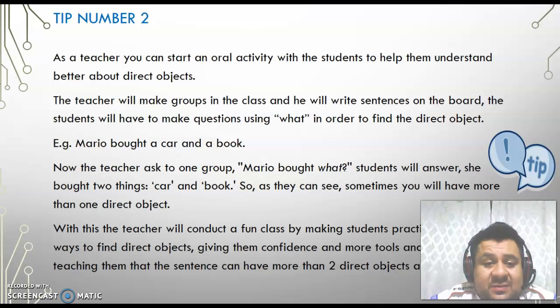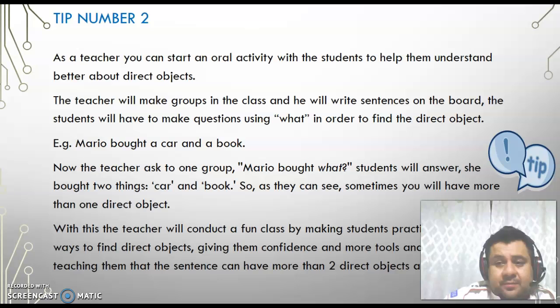With this, the teacher will conduct a fun class by making students practice different ways to find direct objects, giving them confidence and more tools, and of course teaching them that the sentence can have more than two direct objects as well.